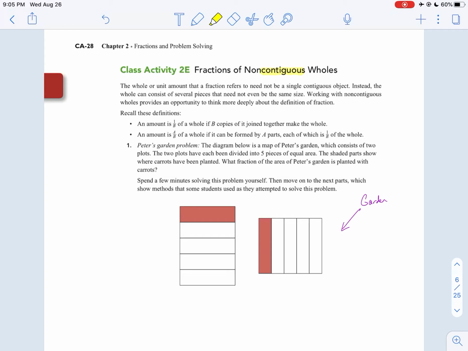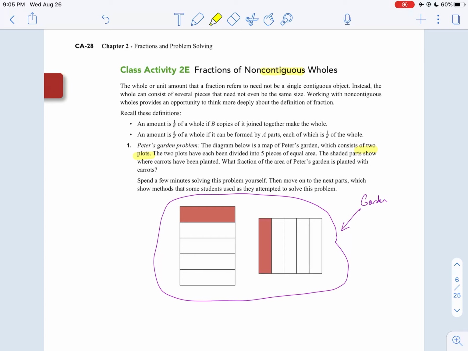garden. The diagram below is a map of Peter's garden, which consists of two plots. And so I think that's the key point here, is that his garden is this area here. He's got two kind of sections to his garden. So that's the whole garden. He doesn't have two gardens. He has one garden with two plots.